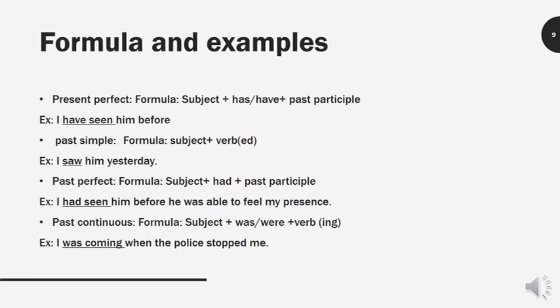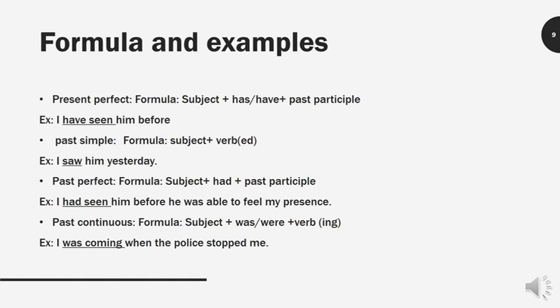Moving on to the third one, past perfect. The formula would be subject, as we said, perfect tenses. So we would have had, subject plus had plus past participle. I had seen him, as we said, used with after or before. I had seen him before he was able to feel my presence.